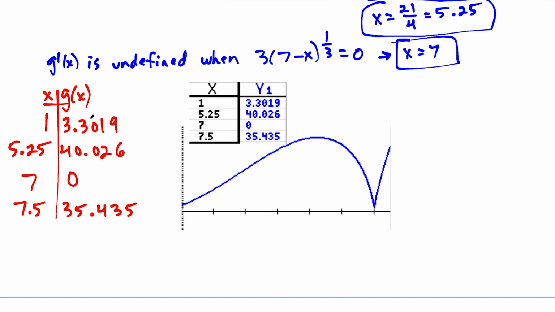So now we could see with this list that the absolute maximum value of g of x on this interval occurs at x equals 5.25, and the absolute minimum occurs at x equals 7. Once again, one important thing to remember is the sneaky critical points. Notice here at x equals 7, we have a sharp turn. This is where the function g of x is not differentiable, but notice the absolute minimum occurred at this location.